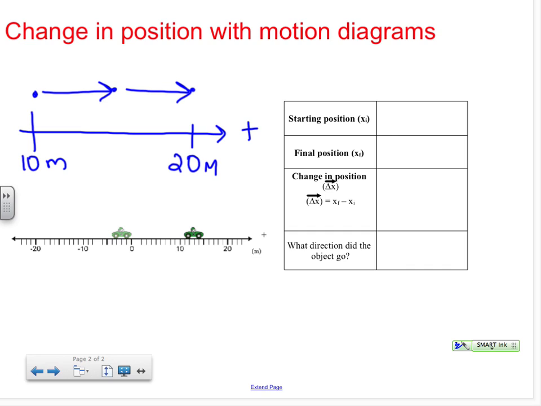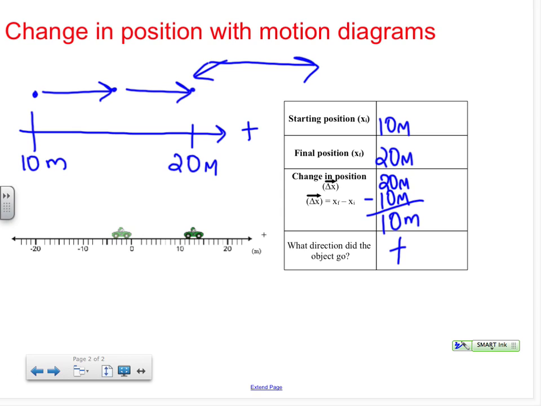Okay? So real quickly, we can just fill out the chart. My starting position is 10 meters. My final position is 20 meters, so therefore my delta X, or my change in position, would be 20 meters minus 10 meters. So it would be a total of 10 meters, and then the direction that I go is positive. I know it's positive two ways. I know it's positive because the motion diagram arrows are pointing in the positive direction because I've defined that. The second reason I know that it's a positive direction is my delta x is a positive number. So that gives me how far I went plus direction.